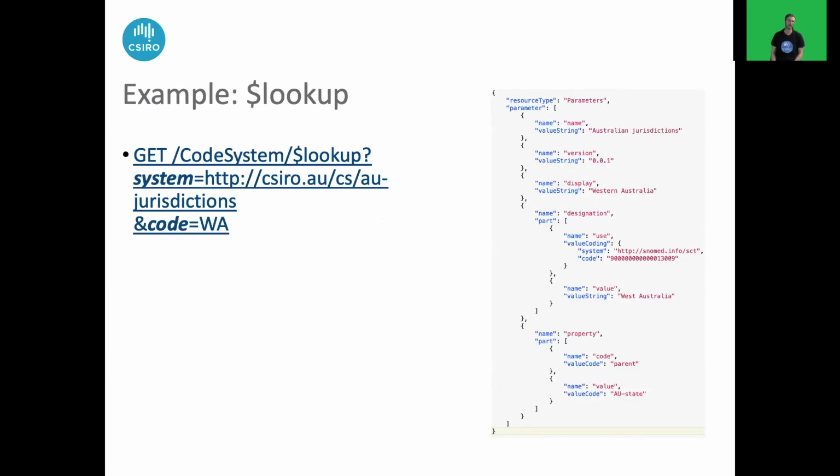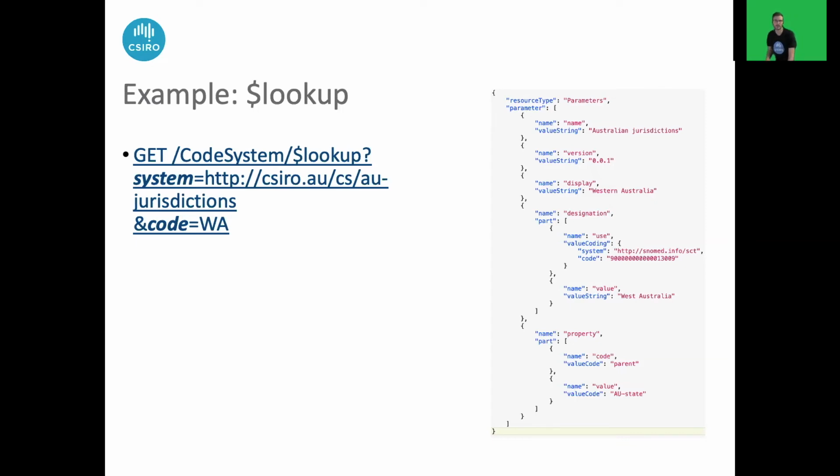So as an example, in this case, I'm going to do a lookup on a code from a proprietary code system that I've defined myself. This is a code system for all of the Australian jurisdictions. And I'm going to ask for information about the WA code. So when I send that through, I can see I get a parameters resource back in my response.